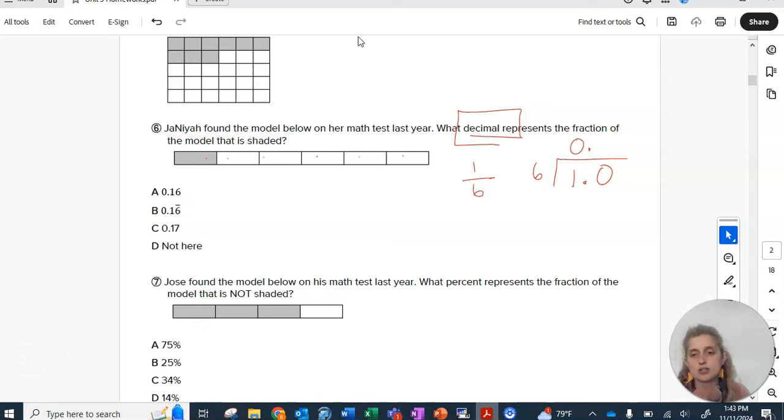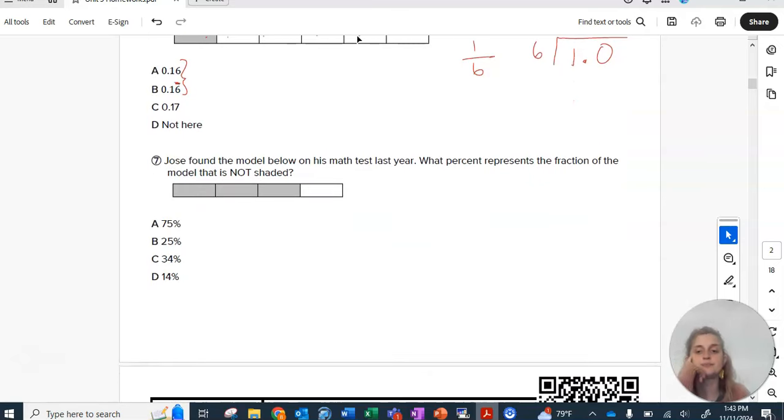Notice I see two answers that look very, very similar, A and B. The only difference is that B has that repeating bar on top of the 6. So keep an eye out. If you think that it's one of those two, maybe you want to take it to the thousandths place just to be sure. Does it terminate? Does it not terminate and it's repeating? What's going on with that?